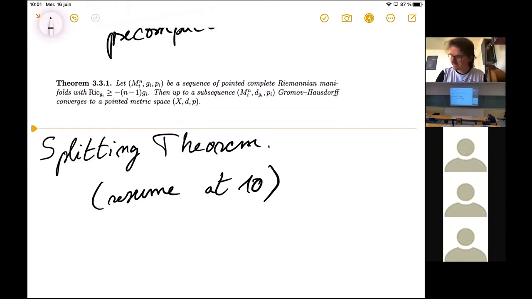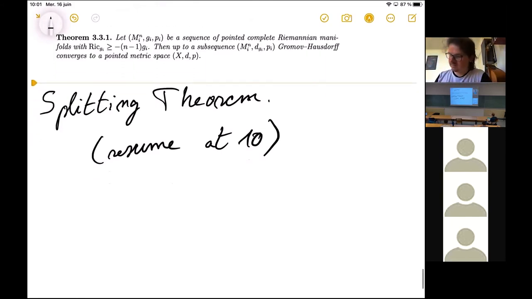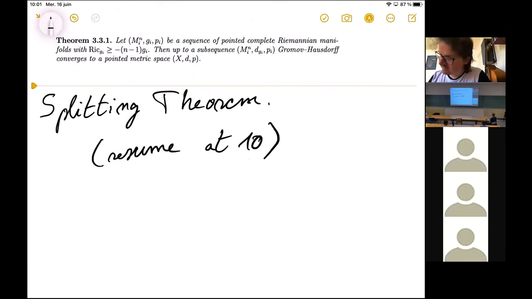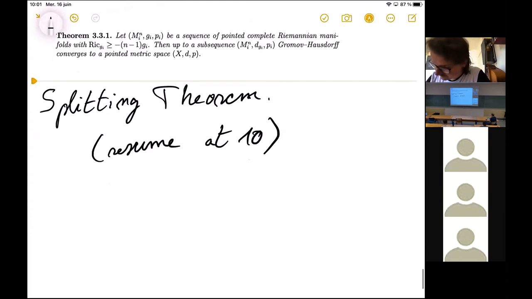Okay, I'm back. So now let's move on to the Cheeger-Gromov splitting theorem. So first, let's give a definition. Two definitions.